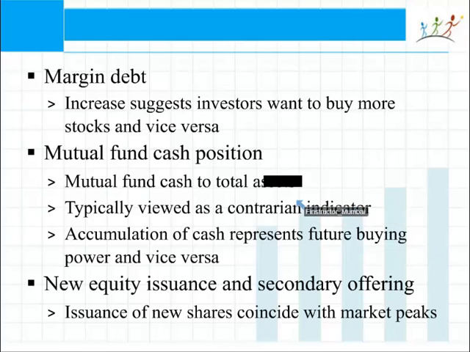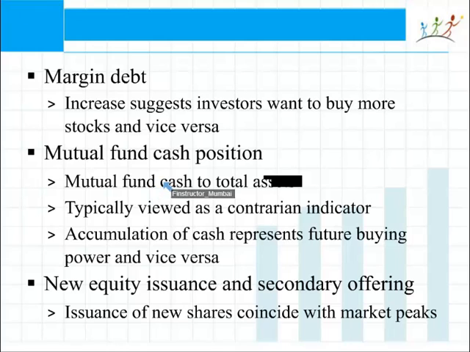Mutual funds typically are not allowed to short. Hence, if they are bearish on the market, what will they do? They will sell their assets and hold cash. If they are positive on the market, they will not hold cash, they will invest everything in stocks. It has been seen that mutual funds normally underperform. So this indicator is used as a contrarian.